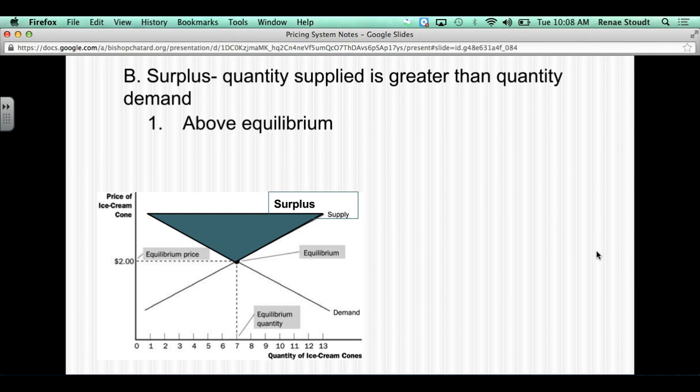Okay, so this is always going to be above equilibrium. Surpluses are always going to be above equilibrium, because above equilibrium the quantity supplied is going to be greater than the quantity demanded. So add that to your notes, above equilibrium.